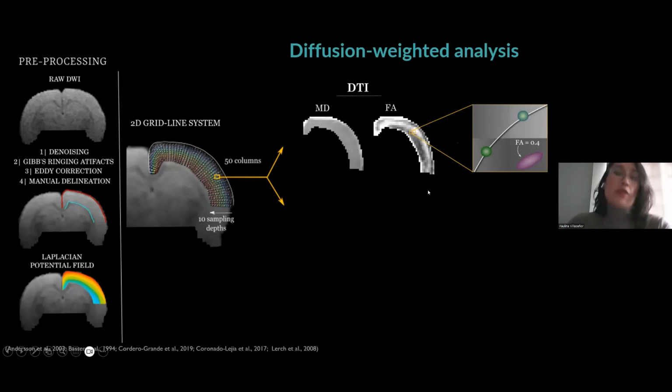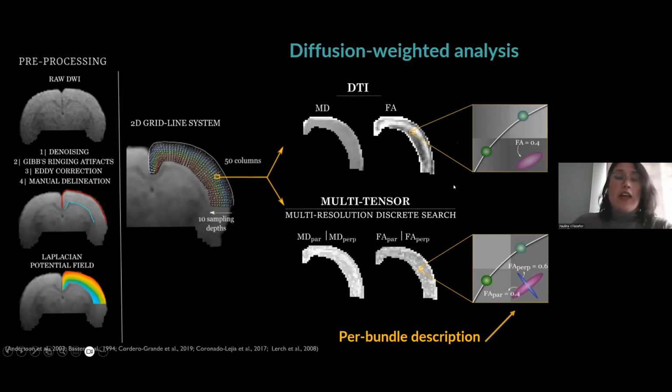for the description of complex architecture, such as the cortex. So for that, we use a multi-tensor approach based on a multi-resolution discrete search that can fit up to 3 independent tensors per voxel, each one with its own eigenvalue and eigenvector. And because it is a per-bundle description, it can disentangle what is perpendicular or what is parallel in the cortex, which is very convenient for this type of study.